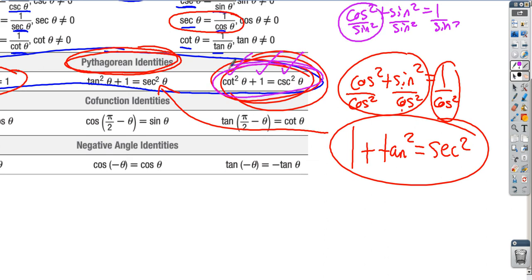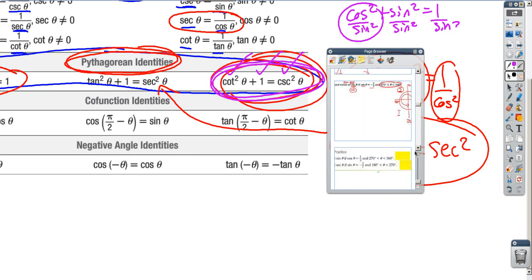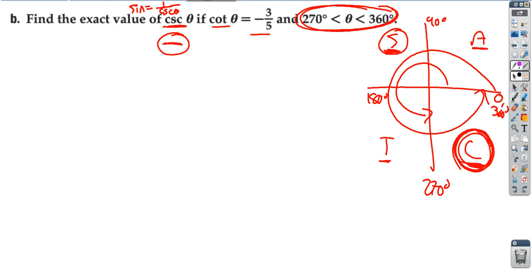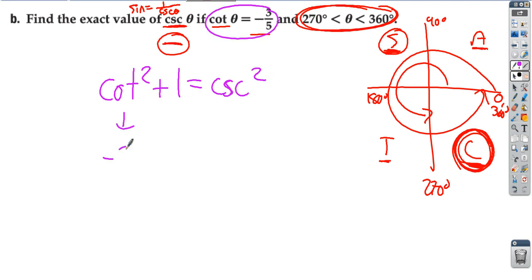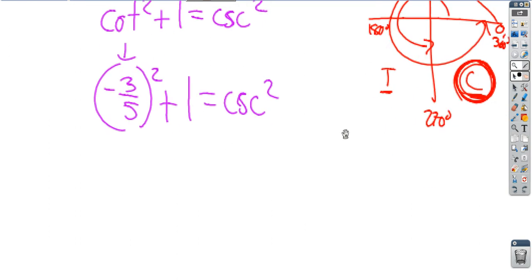So we want to use this identity. How do we decide? Because they started out in this problem by giving us cotangent. And so I'm going to use the cotangent identity. That's probably one of the hard parts for people, is how do you decide which one to use? We're going to use this one right here because that's the one that they gave us. Okay, so they're telling us cotan is negative 3/5, so let's plug that in for cotan, and we'll square it. And then it has to equal this, and we're being asked to find cosec, and this gives us cosec squared, so at the end we'll have to square root it.